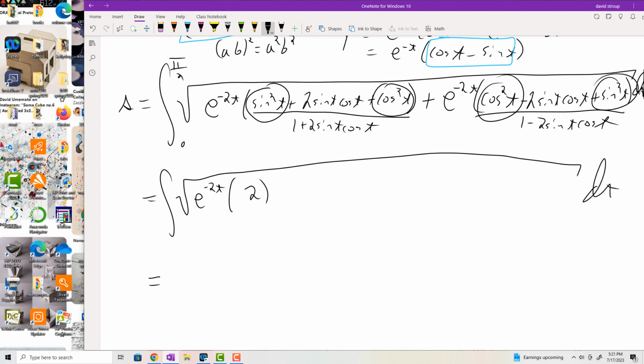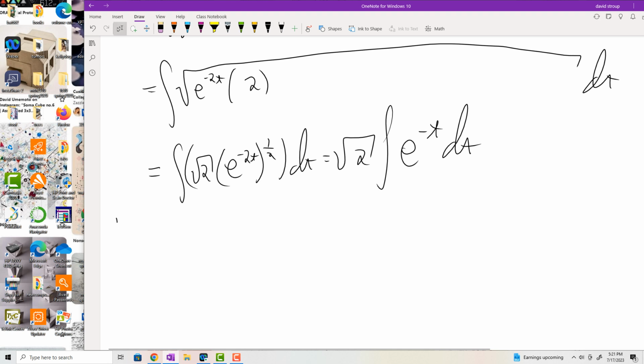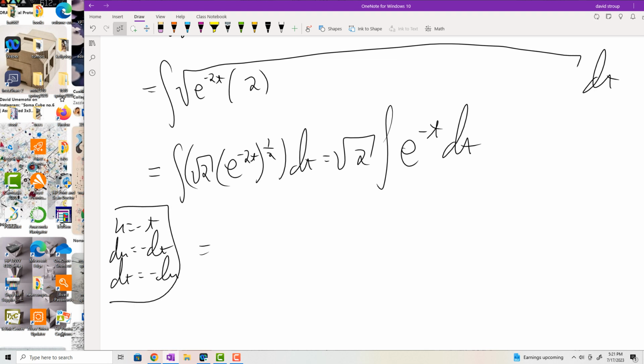Okay, so what? Well, now the square root of a product is the product of the square roots. So I have square root 2 times square root of e to the negative 2t. Let's rewrite that as e to the negative 2t to the 1/2. You can factor out the square root of 2. Then you get e to the negative t dt. And then you can do a u sub. And so I'll have root 2 integral e to the u times negative du. Take out the negatives, so I get root 2. The integral of e to the u is just e to the u.